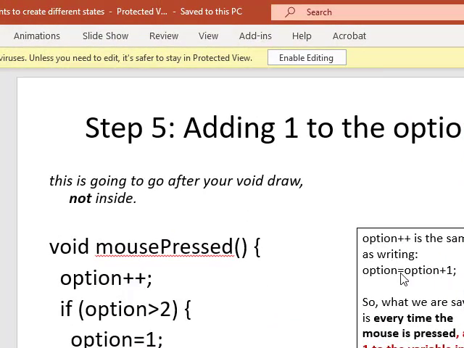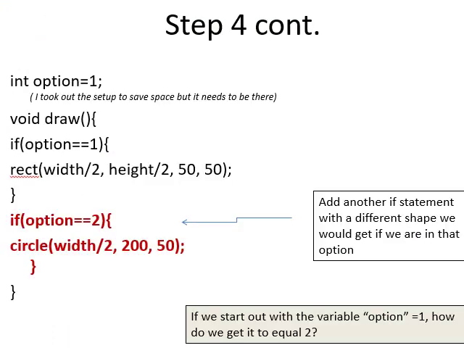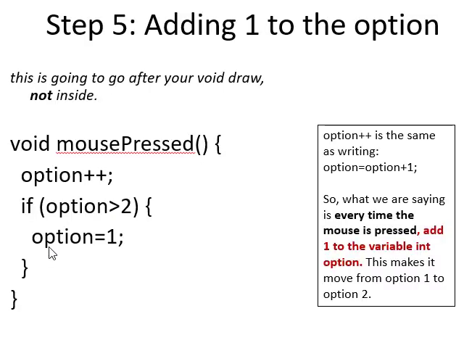So instead of having to write all this out, I write option plus plus. So I'm saying add onto option. In other words, option starts out as 1, but then I press the mouse and it adds 1 to 1, so now option equals 2. Okay, so this is how I'm getting it to go from option 1 to option 2. I'm just adding to it. And then how do I get it to go from 2 to 1? I say, well, if option becomes greater than 2, switch it back down to 1.